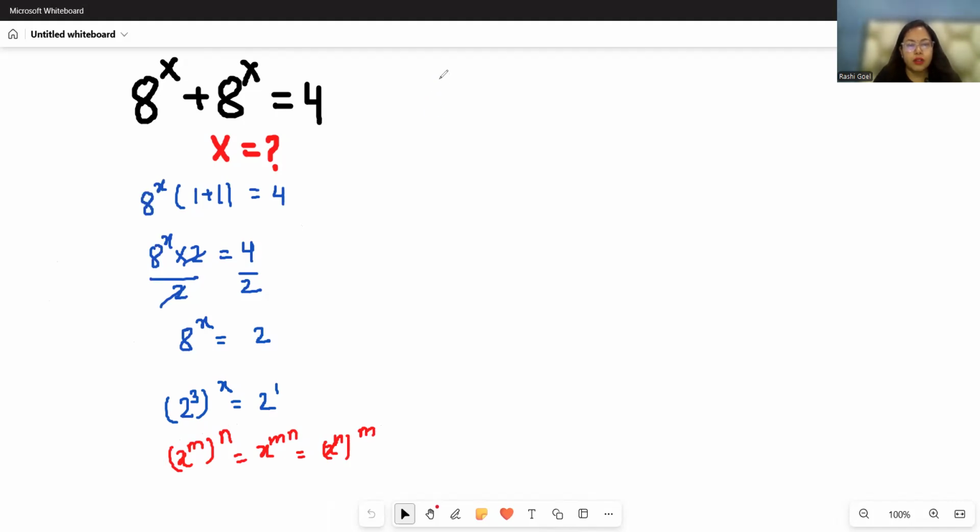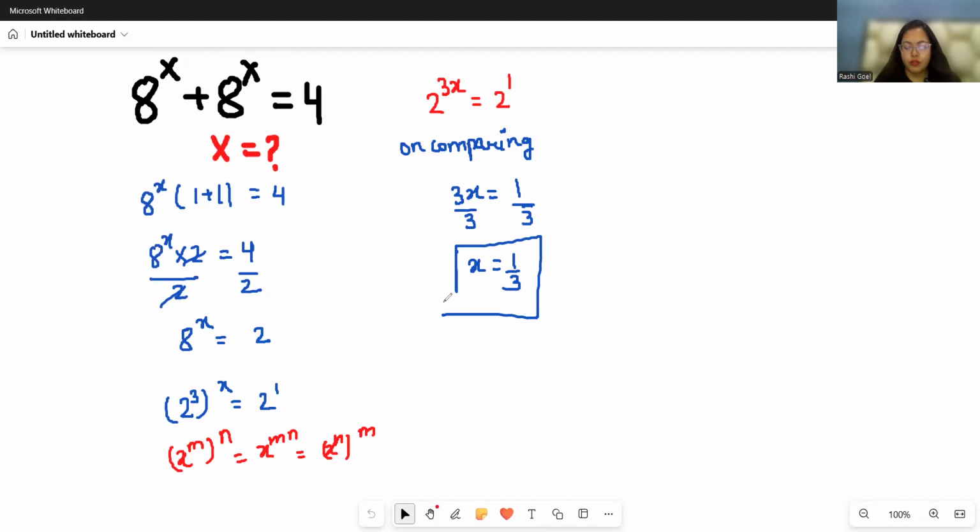So it's 2^(3x) equals 2^1. Now on comparing both sides, if the bases are equal, their powers are also equal. So 3x equals 1. Now I divide both sides by 3. So what is the value of x? 1 by 3.